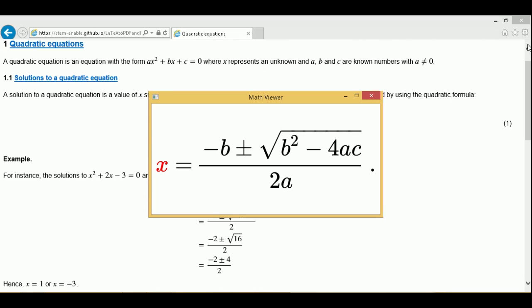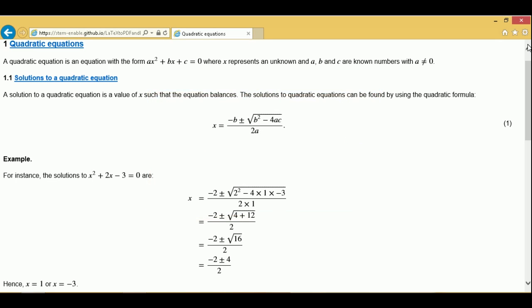X equals fraction negative b plus or minus the square root of b squared minus 4ac over 2a equals negative b plus or minus the square root of b squared minus 4ac. Numerator negative b plus or minus square root of b squared minus 4ac, b squared minus 4ac, 4ac. 2a denominator. No more terms at 2a. No more terms at 2a denominator. No more terms negative b plus or minus the square. Escape. Quadratic equations dash Internet Explorer.